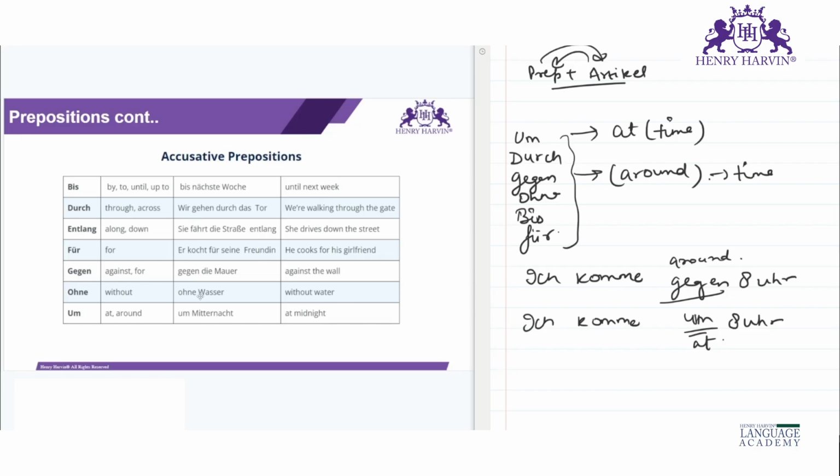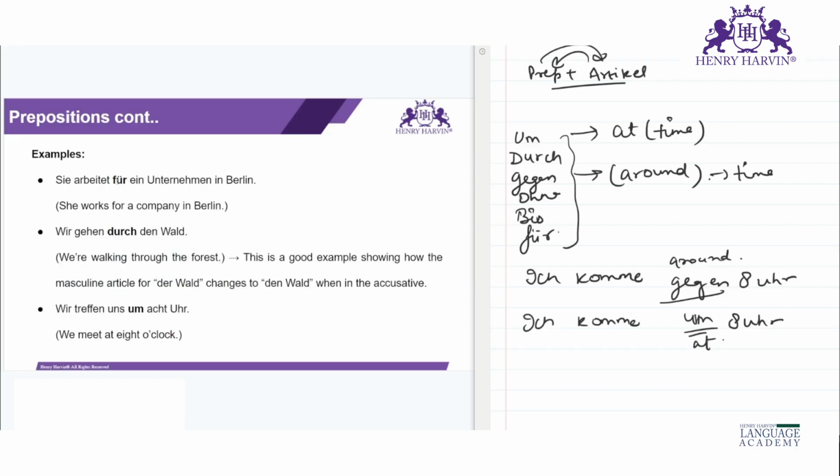Let's proceed to the next one. Here we have some examples. Sie arbeitet für ein Unternehmen in Berlin. She works for a company in Berlin. Wir gehen durch den Wald. We are walking through the forest. Now remember one thing, that these prepositions are specifically accusative, so we have to use only the accusative article with them and nothing else.